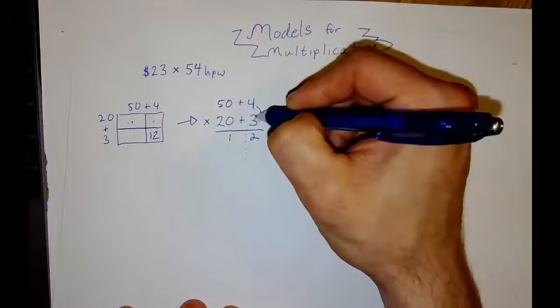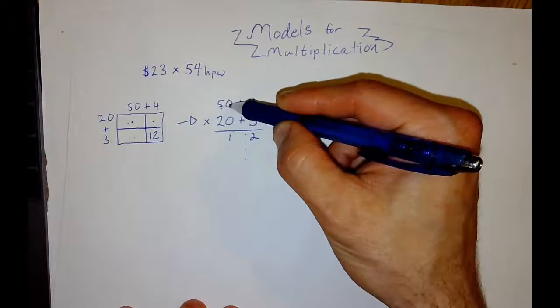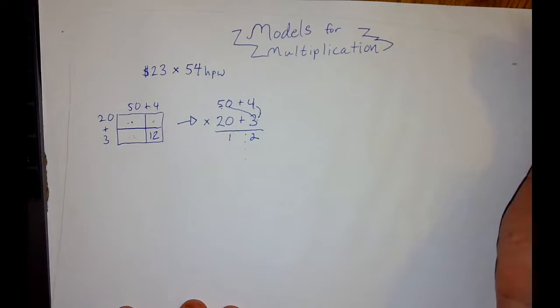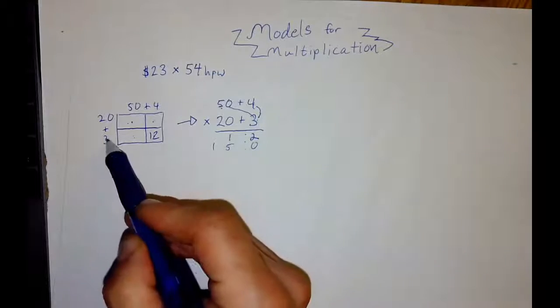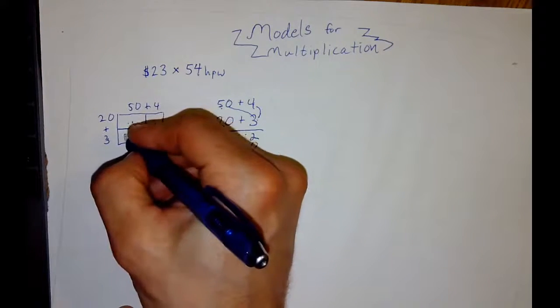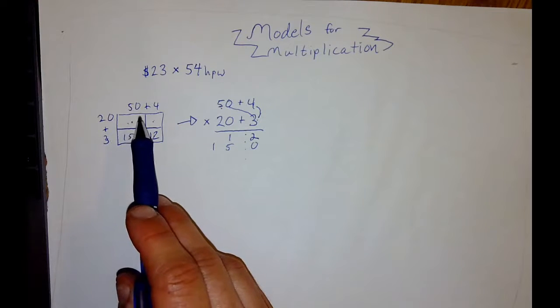Next, 3 times 50. 3 times 5 is 15. 10 times bigger, 150. Making sure we line up place value. We have the same thing here. Here's 3 times 50, 150. We know we have 2 partial products done and 2 to go.